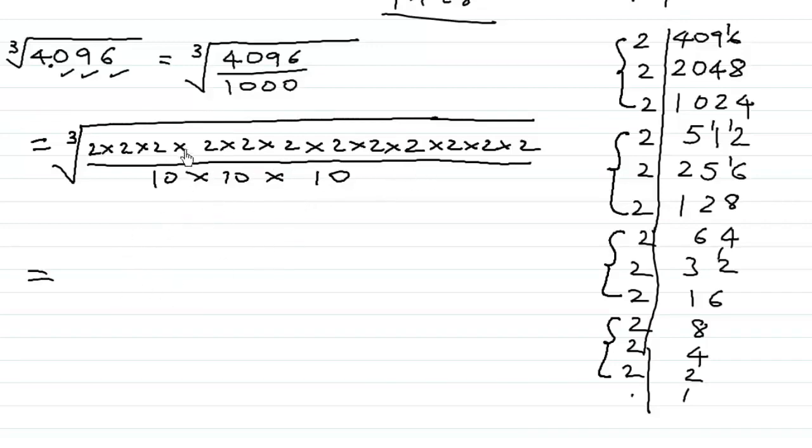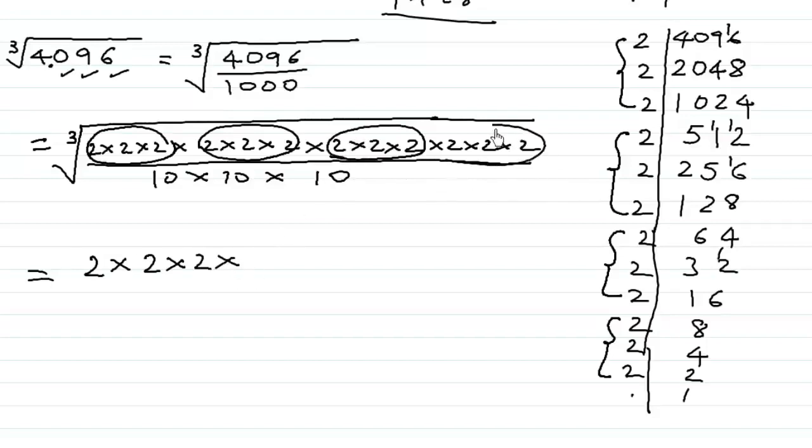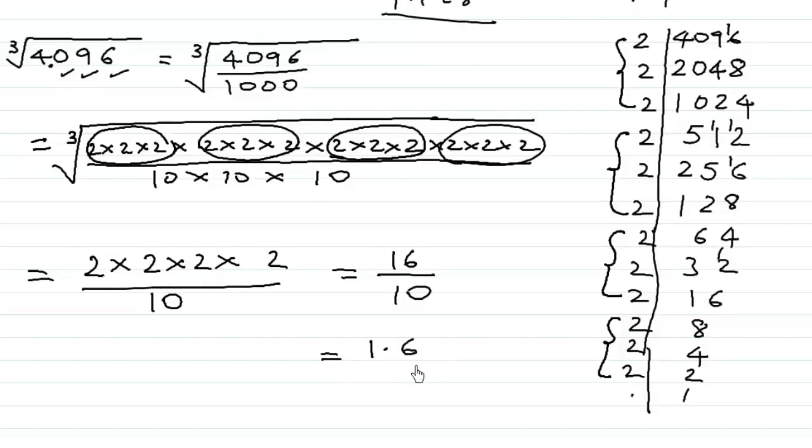So a 2 comes out from here, then another 2 from here, another 2 from here, and one more 2 last time from here. And then out of every 3 tens, 1 comes out. Now no need to put that cube root sign. So we have 2 2s are 4, 4 2s are 8, 8 2s are 16, 16 upon 10. But since the question was in a decimal format, we shall be writing this as 1.6.